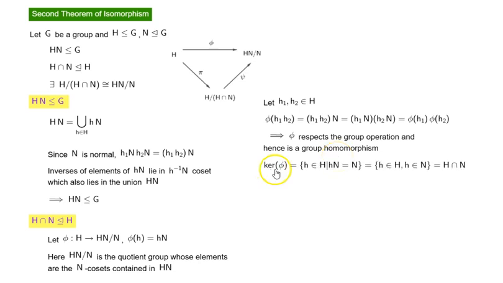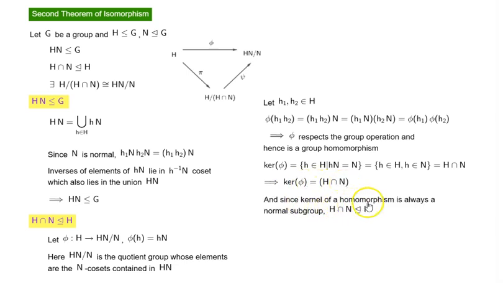And what is kernel of phi? Kernel of phi is the set of all those elements of the subgroup H where hN is equal to N, which is equal to the set of all those elements which are in H and they are in N, which is nothing but H intersection N. So kernel of phi is equal to H intersection N. And since the kernel of a homomorphism is always a normal subgroup, we can say H intersection N is a normal subgroup of H. Since H intersection N is a normal subgroup of H, the quotient group H by H intersection N exists.